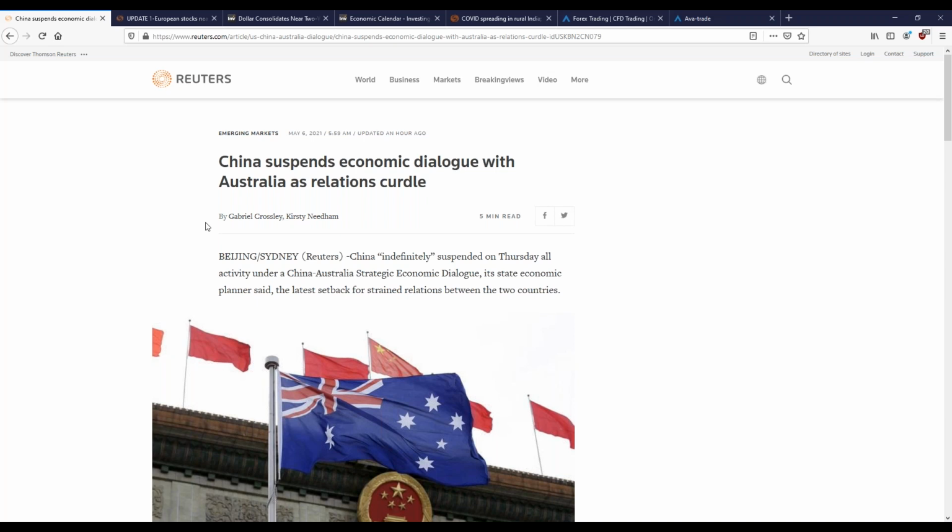And now China suspends economic dialogue with Australia as relations curdle. Okay, so if you understand the relationship economically between Australia and China, you understand that that's a big deal, a big deal for the strength of the Australian dollar then. One of the biggest buyers of Australian exports, iron ore and coal, etc., has been China. And so usually as China goes, so goes the Australian dollar.